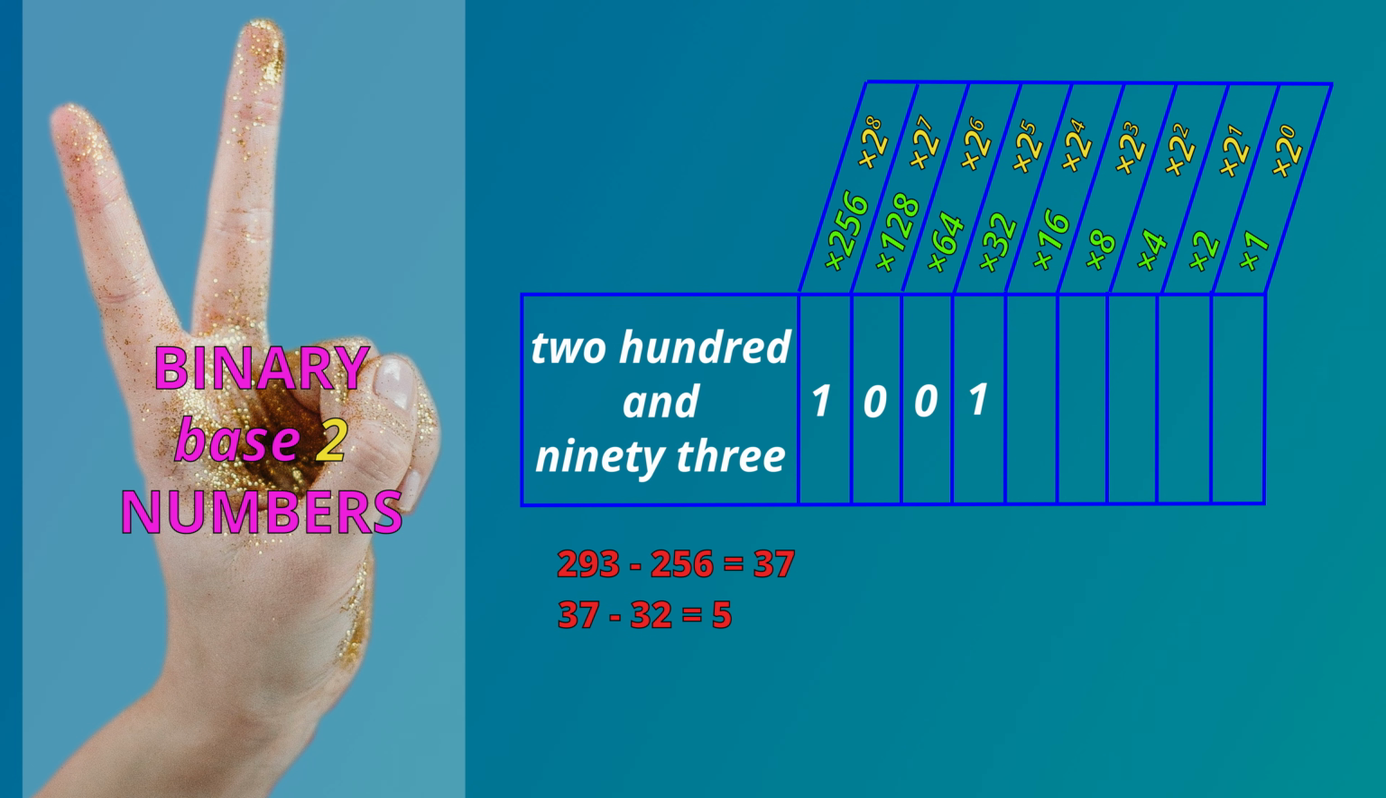5 is smaller than 8, so we write a 0 in that column. But 5 is larger than 4, so we write a 1 in that column. How much is left? 5 minus 4 is 1, so we write it there. 293 in the decimal number system is equal to 100100101 in the binary system.